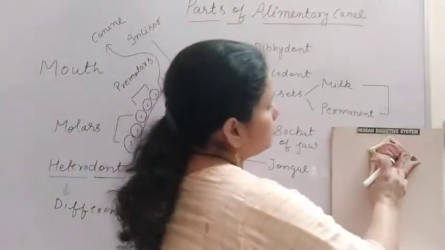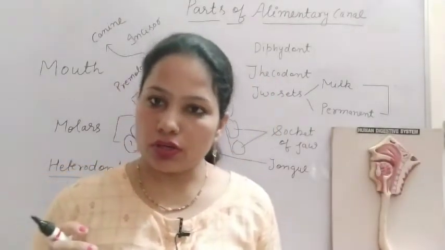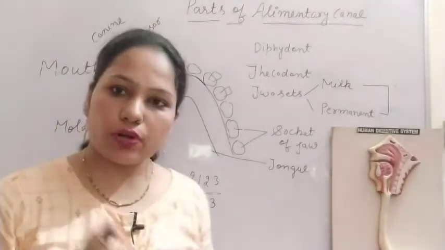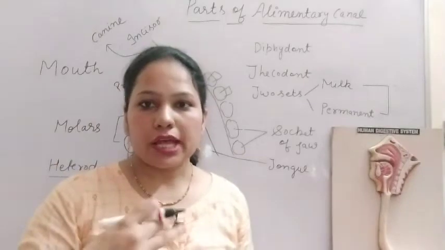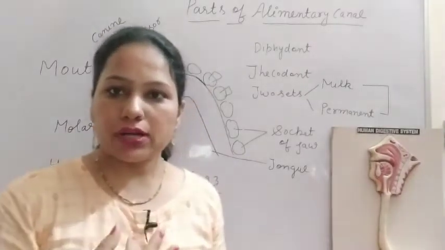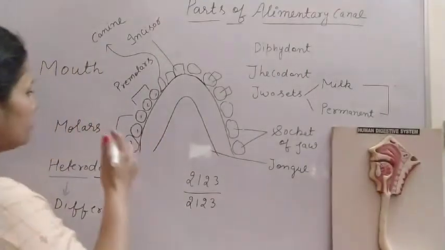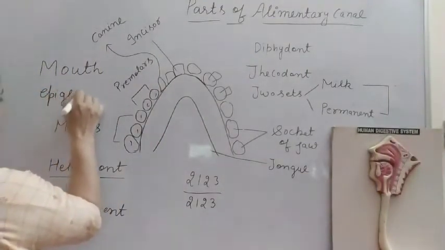After that, the common opening for the food and the wind is known as the pharynx. It is the common opening, and when we are taking the food, then the windpipe is covered by a muscular flap, and that muscular flap is known as epiglottis.